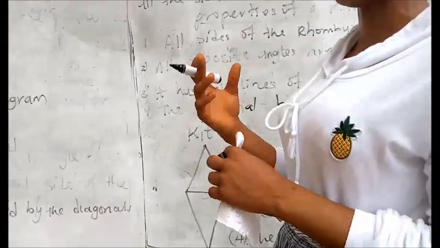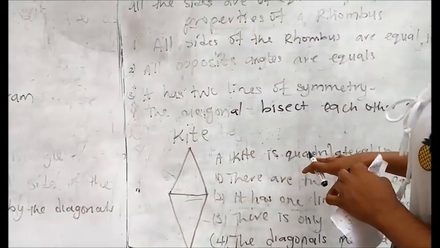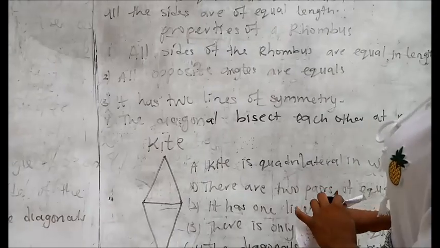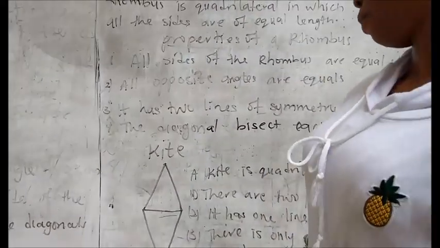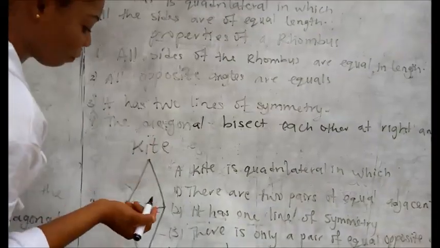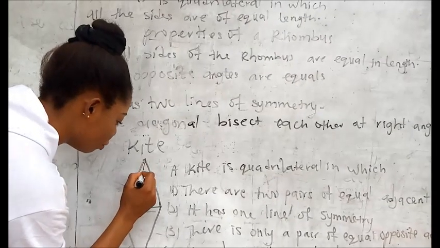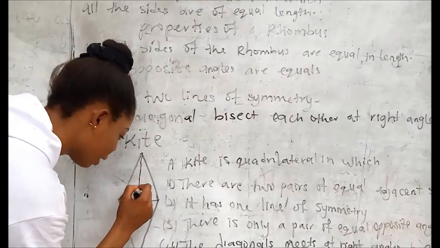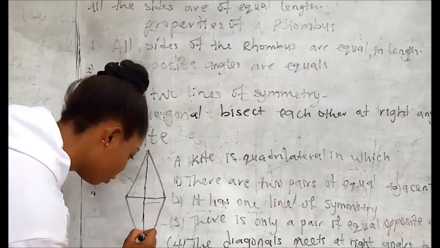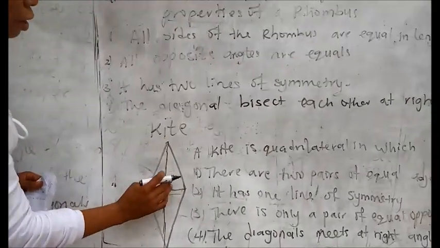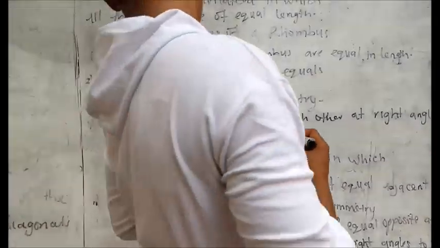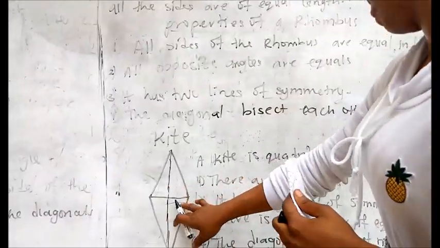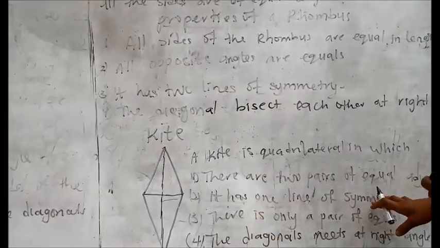We all know what a kite is. A kite is a quadrilateral in which there are two pairs of equal adjacent sides. If I use the line of symmetry to divide this kite now, these are the two adjacent sides, and two of them are what? Equal. It has equal adjacent sides. It has one line of symmetry.